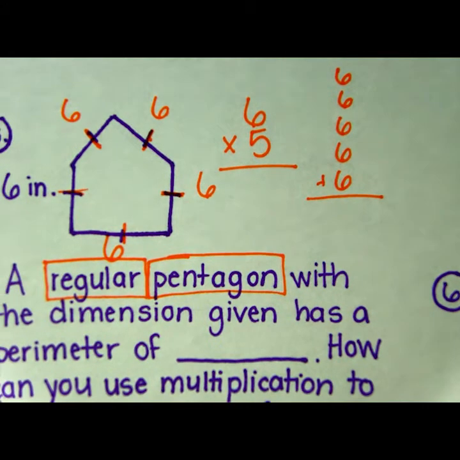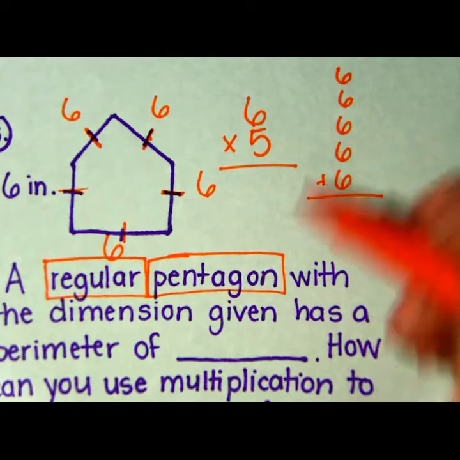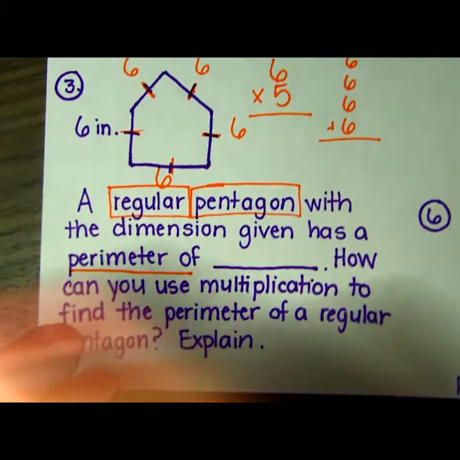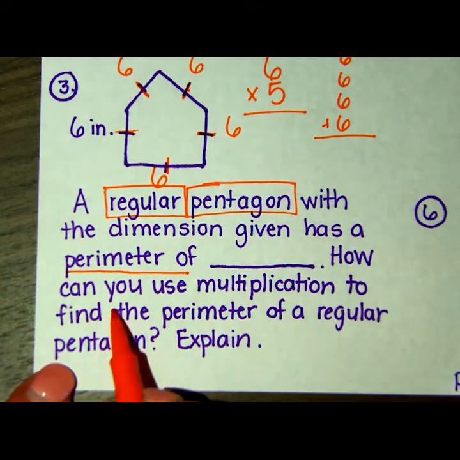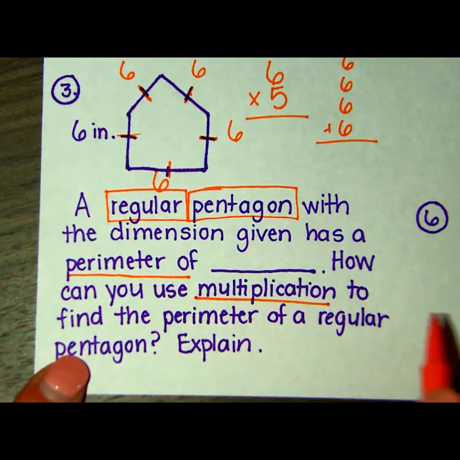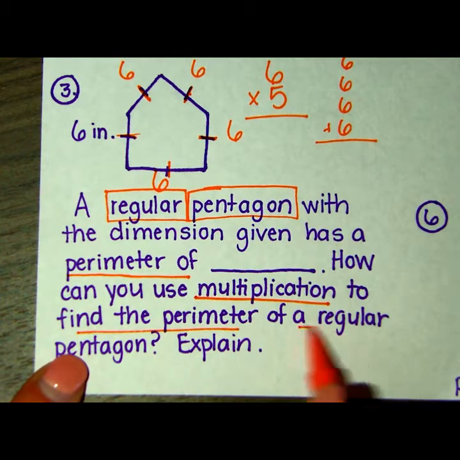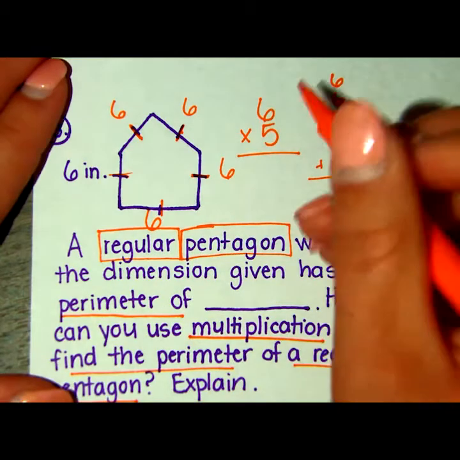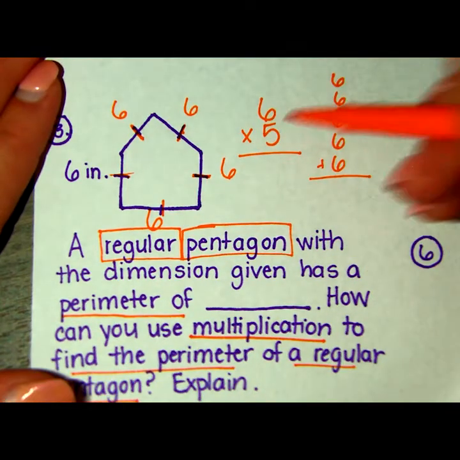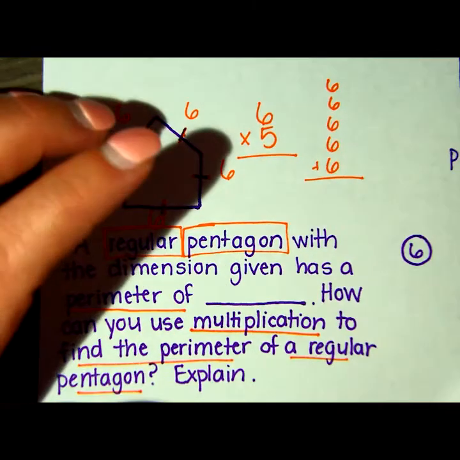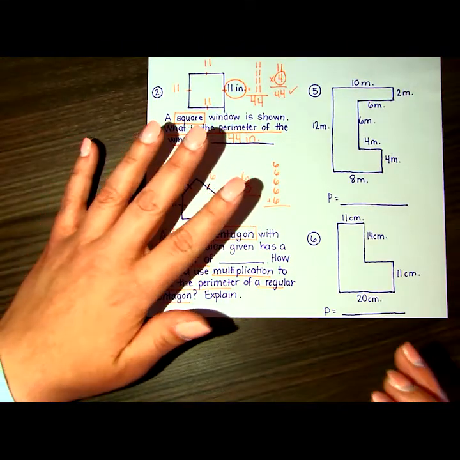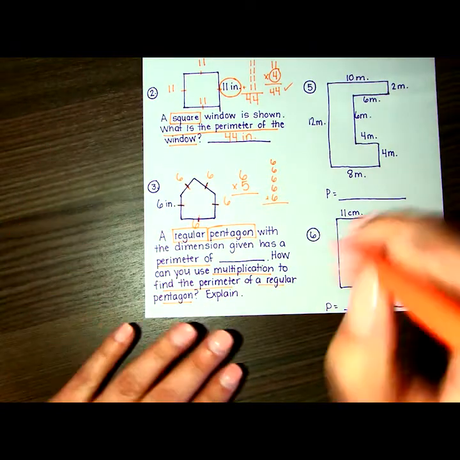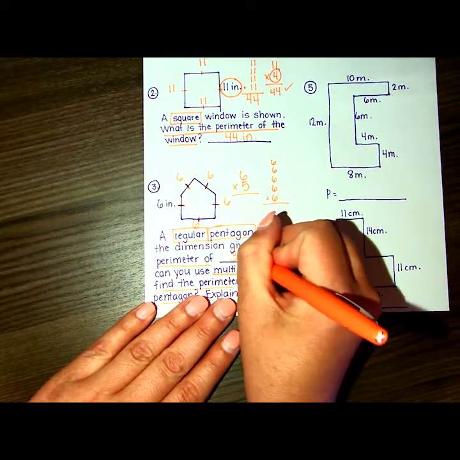Now, let's look at the rest of the question. We know that we have to solve for the perimeter, but it looks like there's a little more to it. How can you use multiplication to find the perimeter of a regular pentagon? Okay, well, we just talked about that. So let's go ahead and solve first. 6 times 5. I can count it by 5s and do it 6 times. 5, 10, 15, 20, 25, one more, 30. So that's going to be 30 inches for this pentagon.